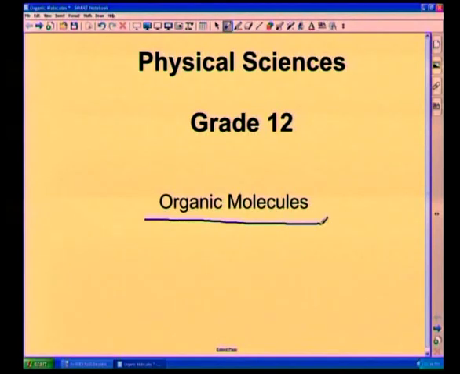It's a lesson based on the chemistry of carbon. And I think you can immediately begin to tell what we are going to talk about. We're going to be looking at organic chemistry. And to start with, we will be looking at the organic molecules.